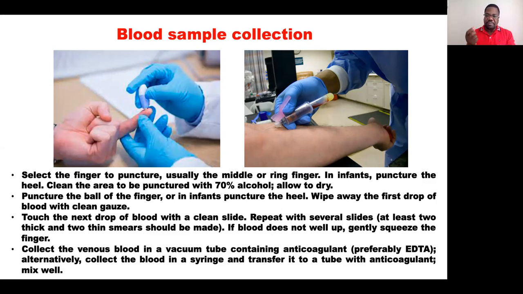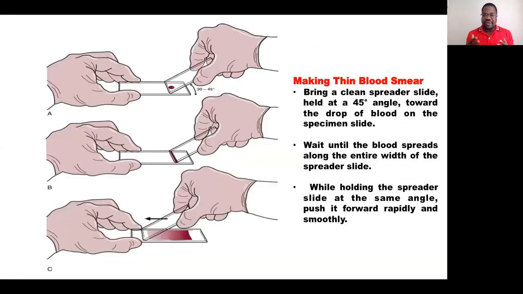You can then bring a clean slide to touch the blood, okay? Or you can use a micropipette to collect a bit of the blood and put a drop on the slide to make your smear. So that's how you do it. Now, how do we make a thin blood smear?